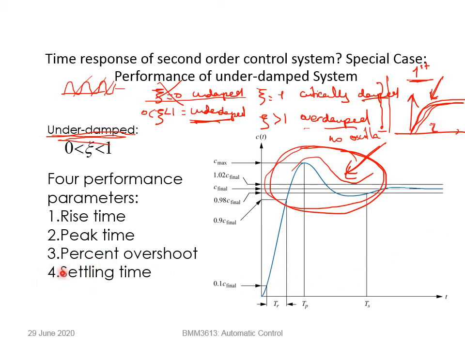Settling time and rise time might be similar to the first order system, right? We have seen these criteria of performance in first order systems, but the second and third parameters are specific to the underdamped second order time response, which are peak time and percent of overshoot. So let's look at their definitions and how we identify them on the time response.